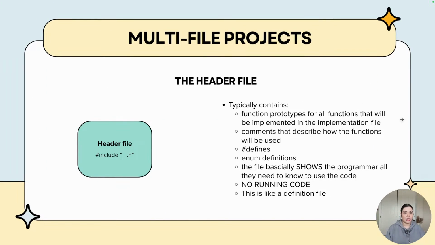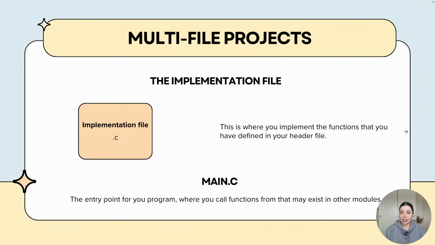Diving a little bit deeper, the header file contains a few things. The first things it contains are usually any function prototypes for any functions we're going to implement in the corresponding implementation file, and comments to describe these functions. We love well-documented code. Any hash defines, enums, or struct definitions are all going to go in here. So hopefully you can gather that this file is basically going to show a programmer all they need to know about how to use the code. There's no running code. It's more just a definition file that gives the rundown of everything that's going to happen in the implementation file. Bringing us to the implementation file, this is where you're actually going to define the functions that you have written the prototypes for in your header file. This is where the majority of your logic and code is going to live.